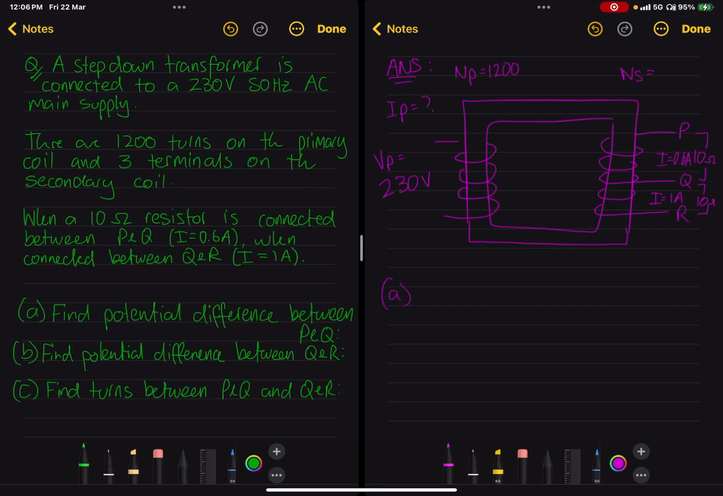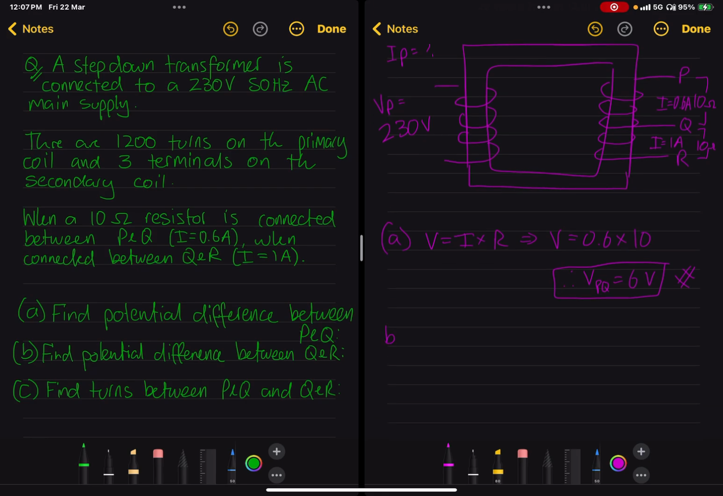So question A, find the potential difference between P and Q. Well, if P and Q are connected by the 10 ohm resistor, essentially we're going to ignore R and all of the turns outside of the gap between P and Q. We know that voltage is current times resistance. This implies the potential difference, the voltage across PQ, is going to be the current, which is 0.6 amps, times the resistance, which is 10. So the voltage across the PQ gap is going to be 6 volts. This is the potential difference between P and Q.